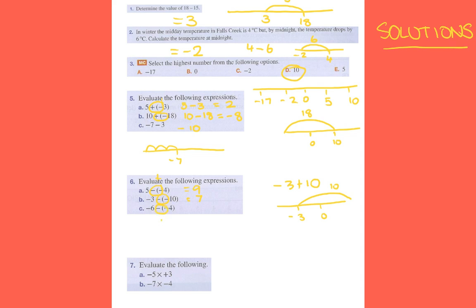And then negative 6 plus 4. Once again, I start at negative 6, moving 4 spots. I'm not getting to 0 this time, but I am going to get close, negative 2. Okay, and the last two questions are multiply. So with the numbers first, 5 threes are 15. Negative times a positive is negative. 7 times 4 is 28. The two negatives make a positive.